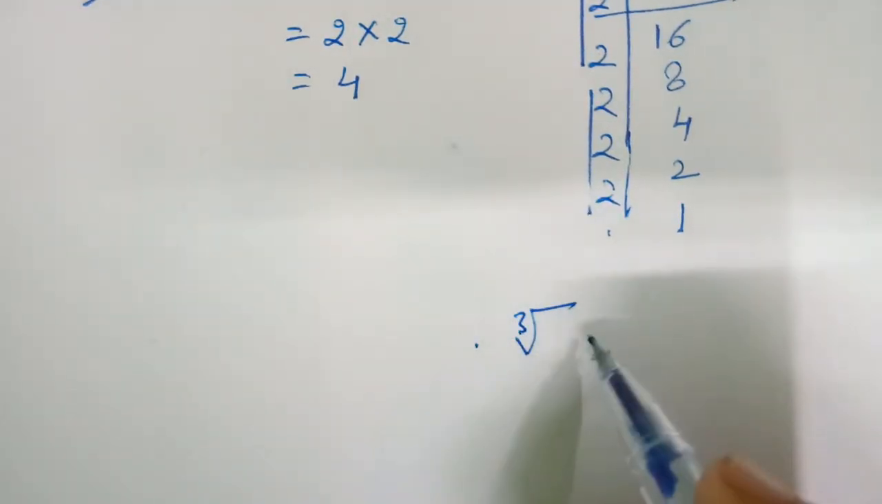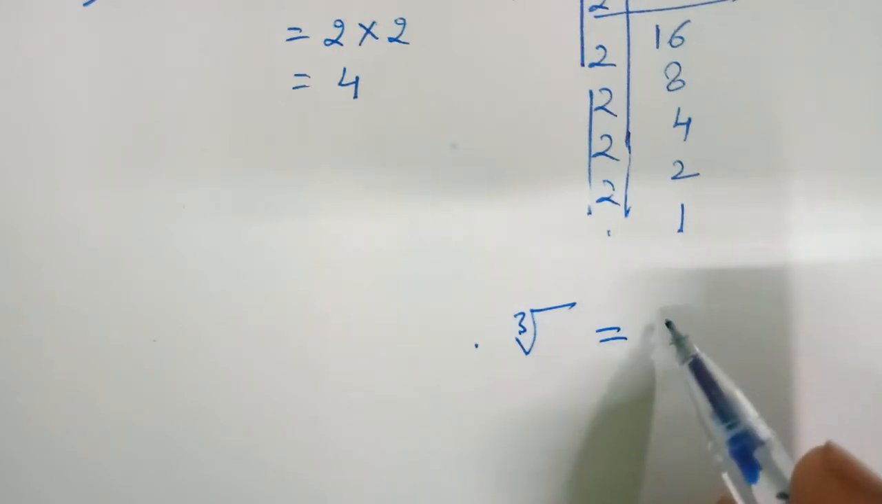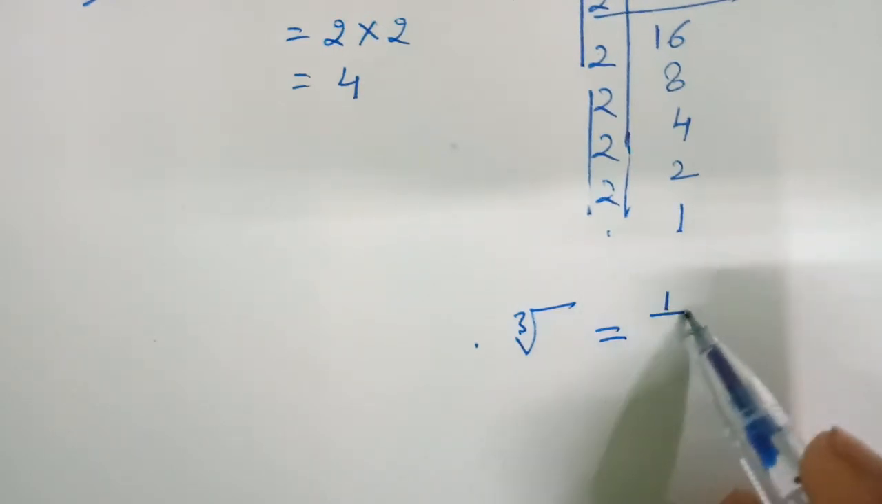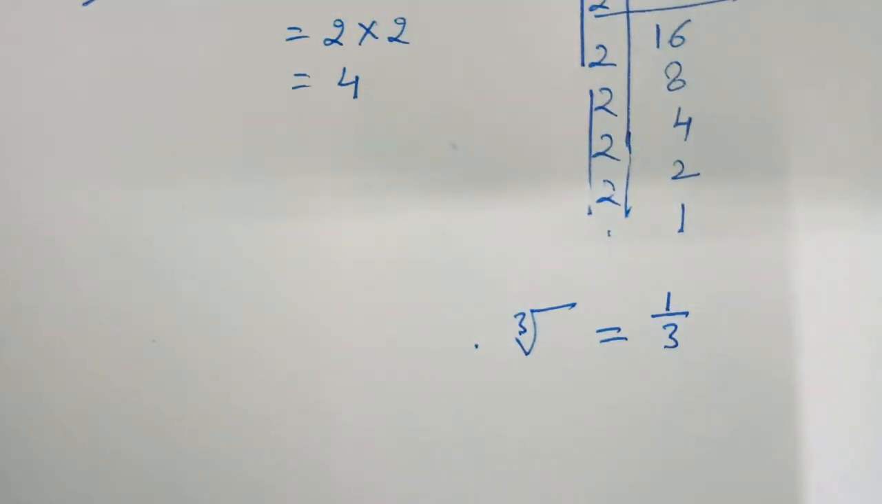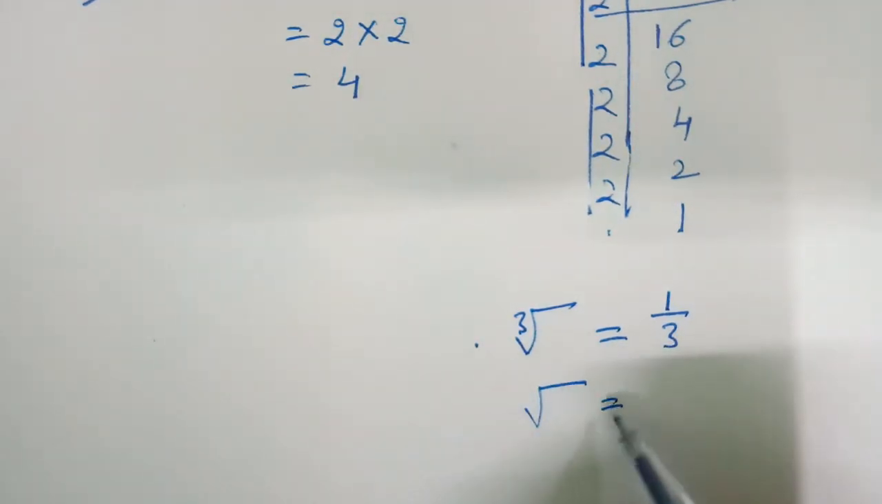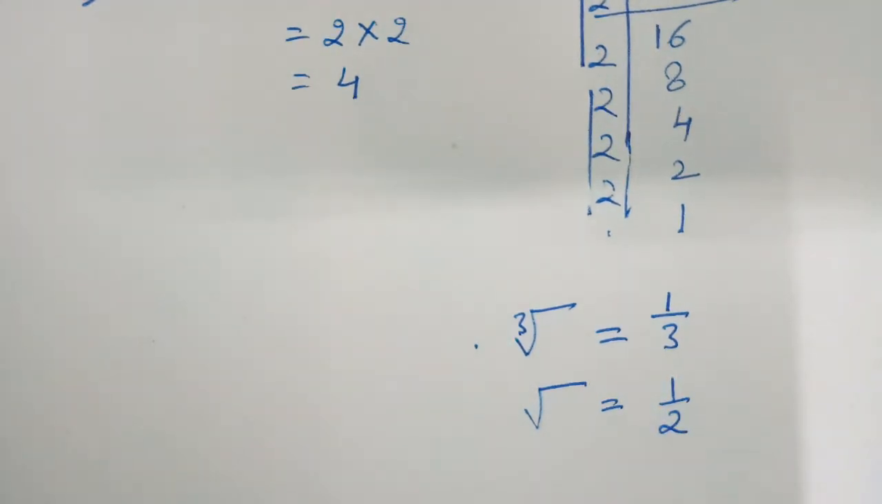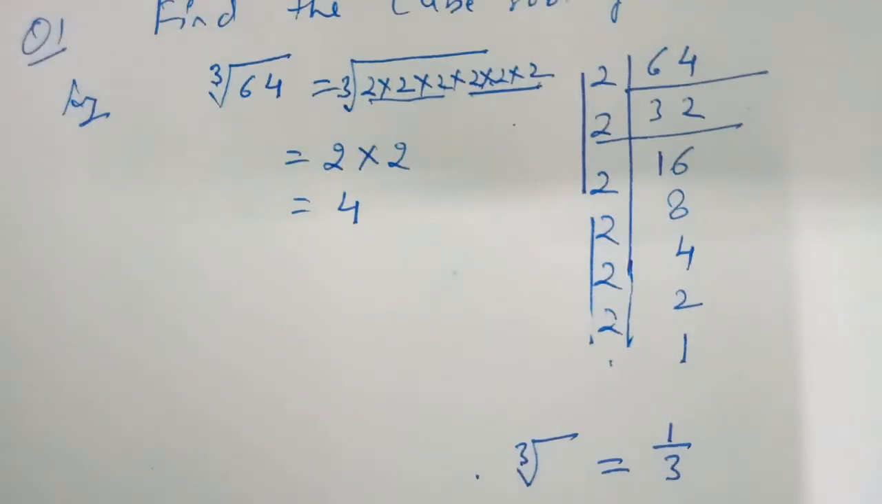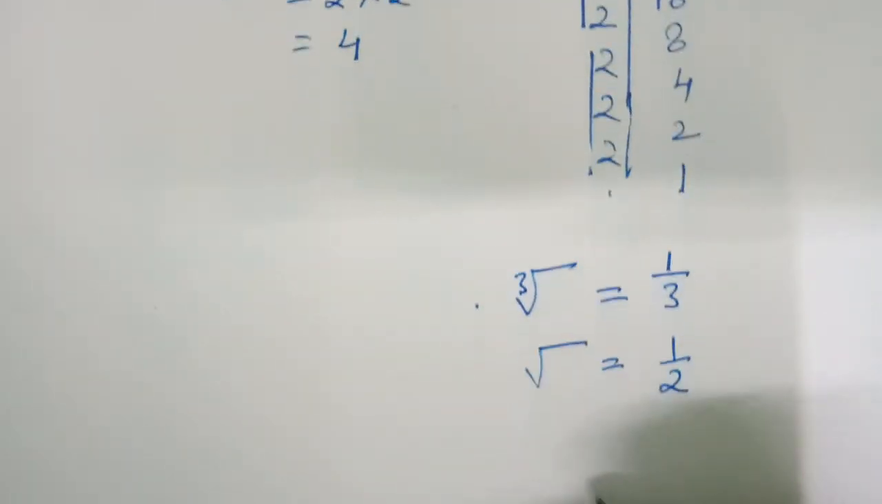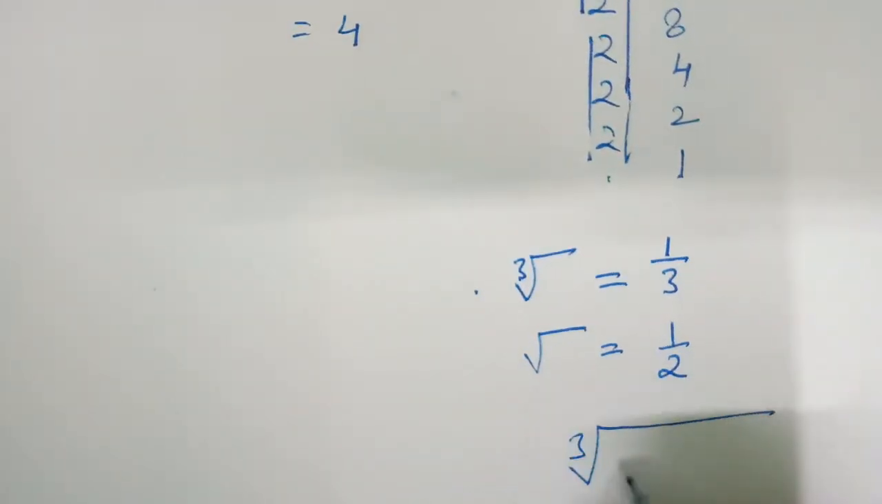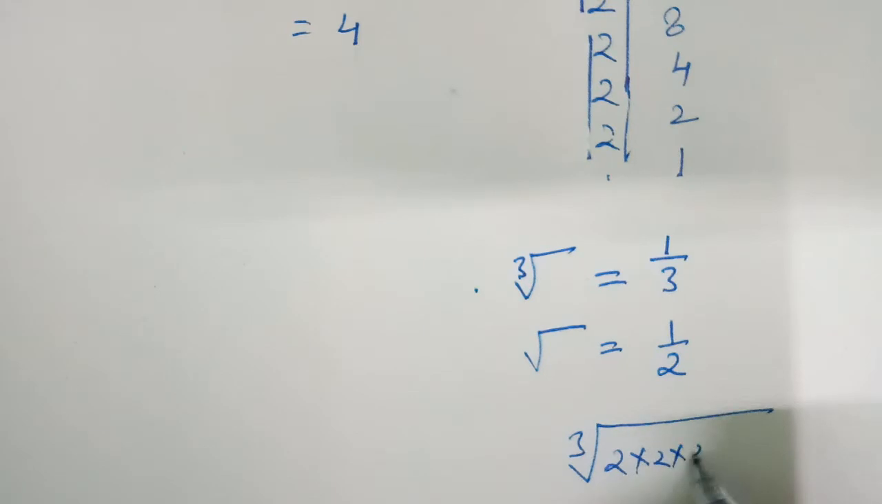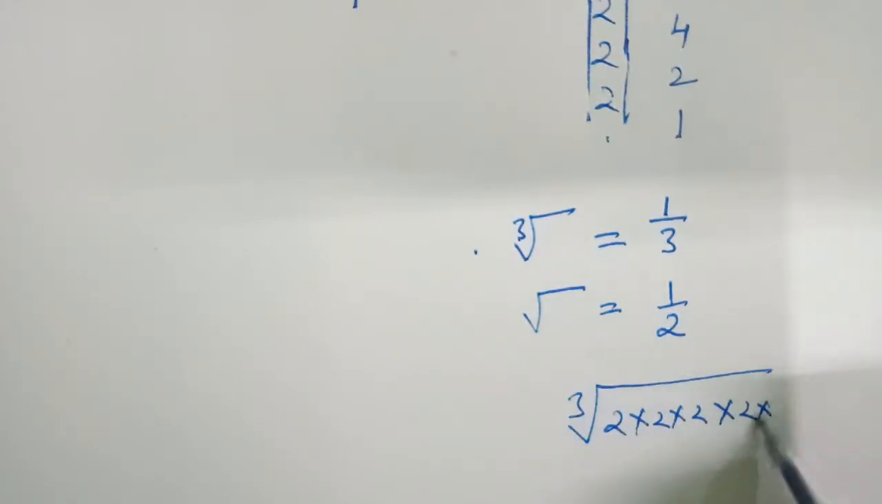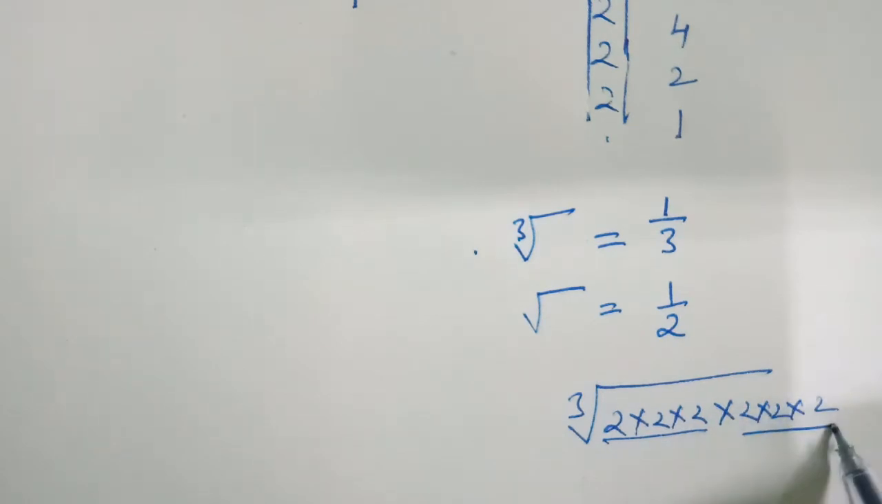Cube root can be represented numerically as 1 upon 3. We have learned square root. Square root can be represented numerically as 1 upon 2. So here we get 2 into 2 into 2. Again 2 into 2 into 2. We get a group of 2s and here also a group of 2s.